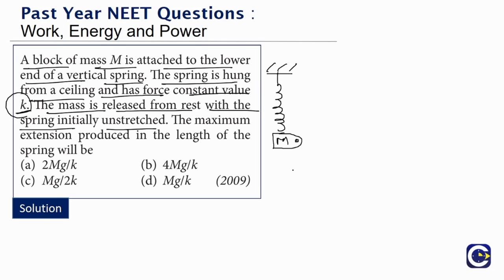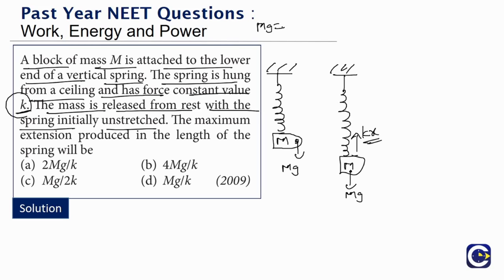We are releasing it. Now when you release it, what is going to happen? The mass has its weight, so it will start going down, and as it goes down, the spring will keep getting elongated. As the spring gets elongated, it gains restoring force. You will reach a stage where, if x is the amount of elongation, the restoring force, which tries to pull the mass back to the original position and acts upwards on the block, will be able to balance the weight.